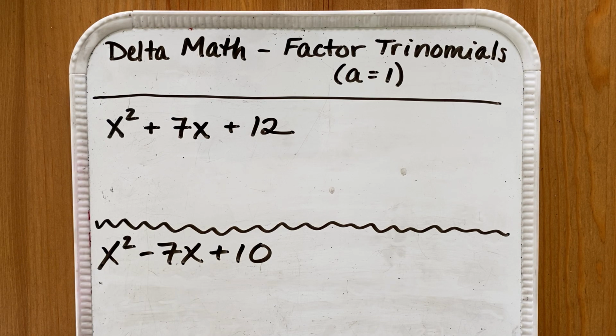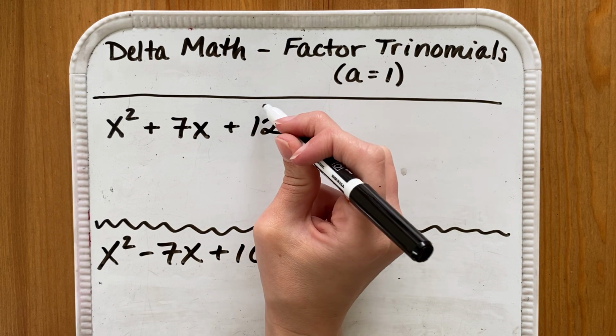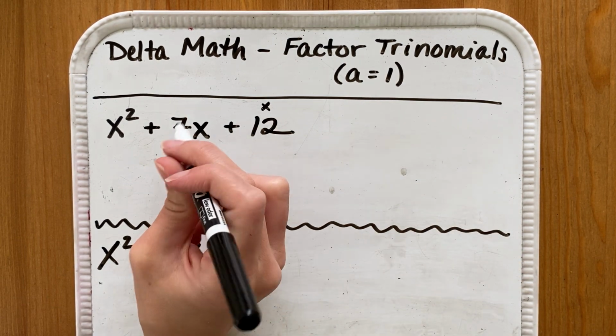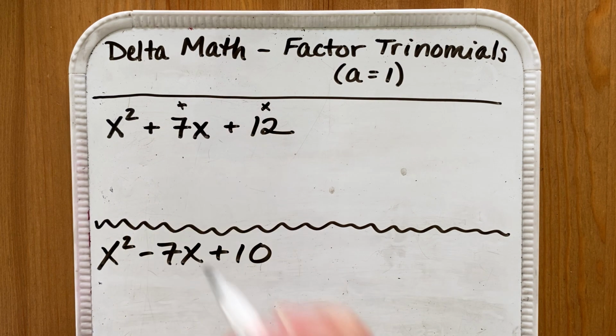These examples come from Delta Math, factoring trinomials where a equals 1. That just means our leading number right here is going to be 1. The instructions for this section just say to factor. So when we factor trinomials, we're going to be looking for two numbers that multiply to be this last number, and that same pair of numbers that we choose has to add up to be this middle number.